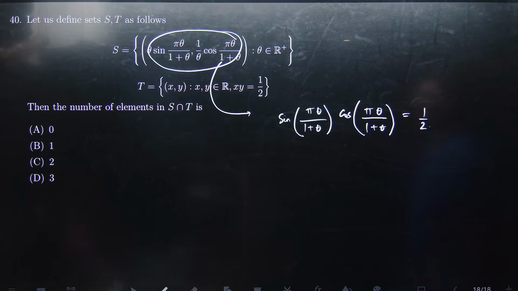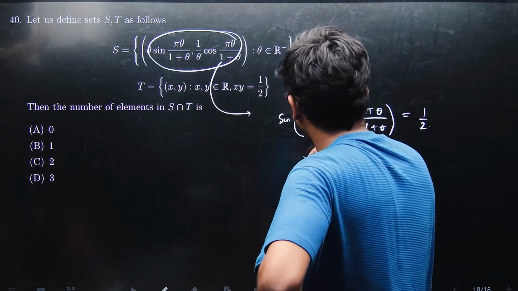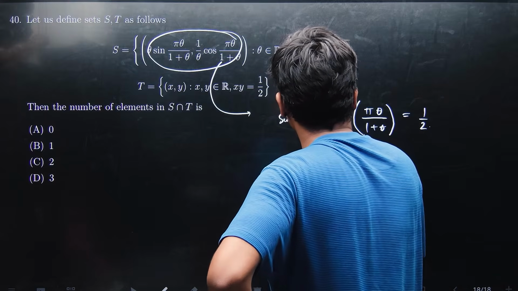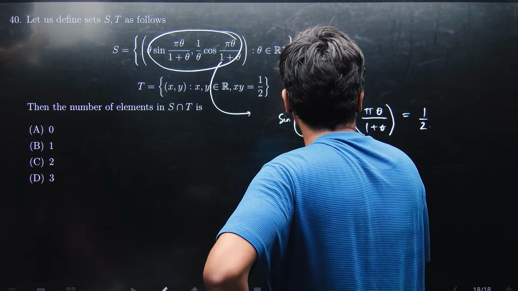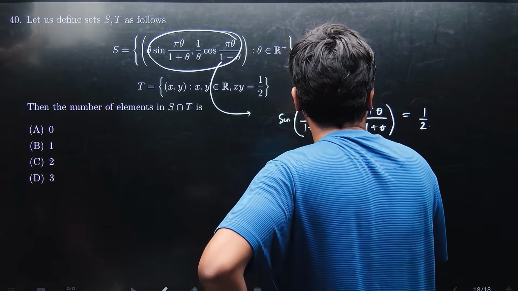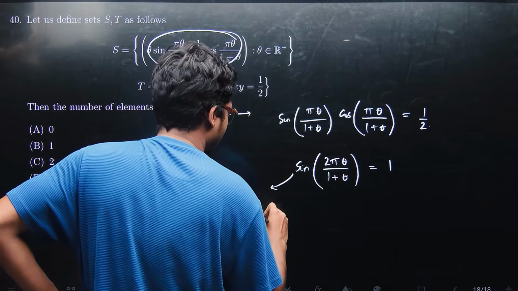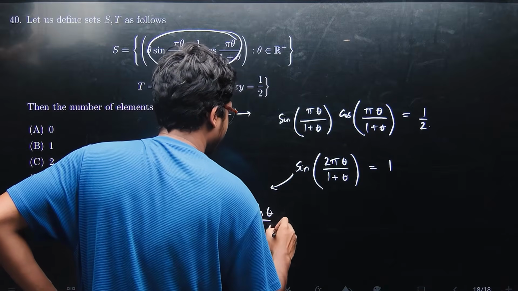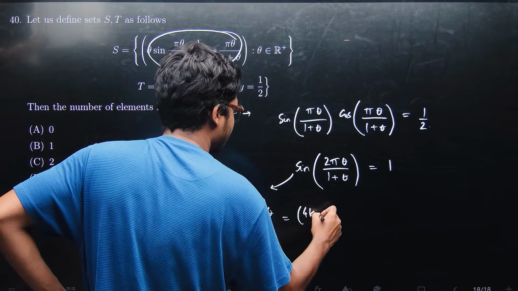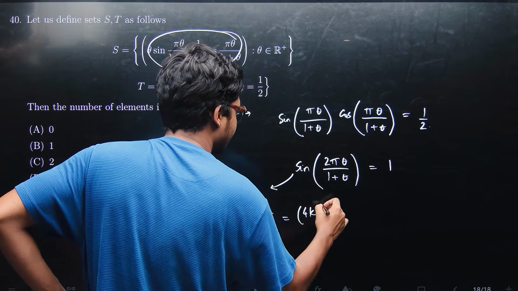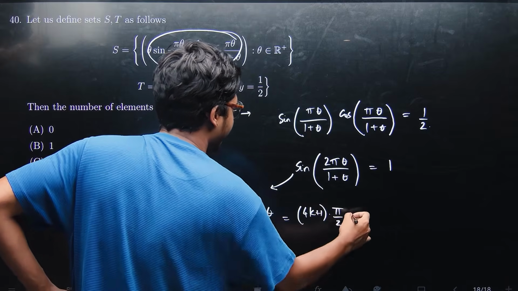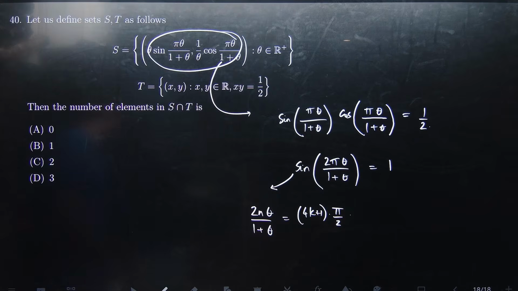Okay. All right. Now, if I multiply both sides by 2, I'll get that sine of twice of this, so 2 pi theta by 1 plus theta, should be equal to 1, right? Now, what is the standard result for this? So, for this, 2 pi theta by 1 plus theta should be some 4k plus 1 times pi by 2, right? Okay, this is what I'll get.